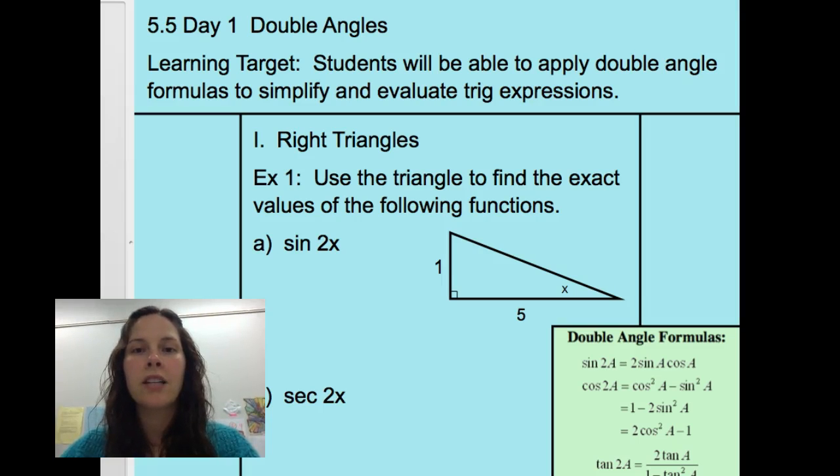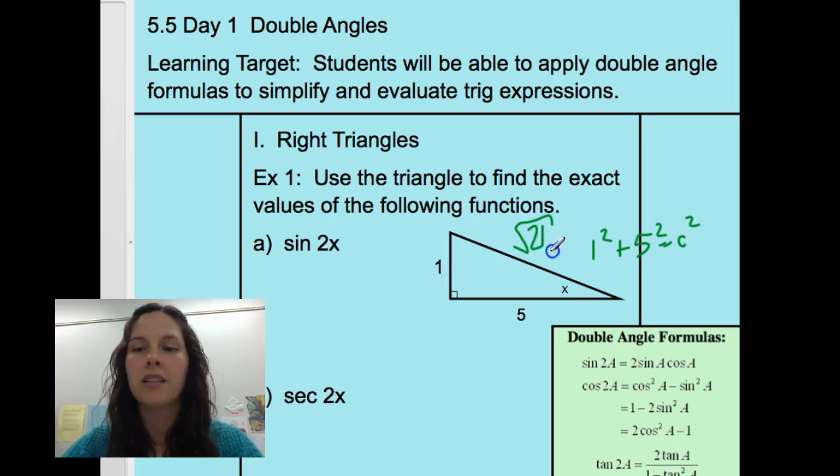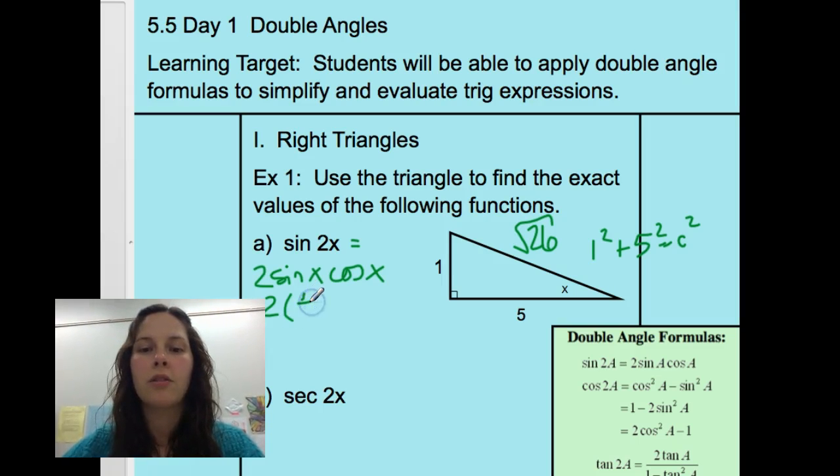So first example, we're given a triangle. In order to set up sine and cosine, of course, we need to know the hypotenuse. So real quickly with Pythagorean theorem, we have 1 squared plus 5 squared equals c squared. And when you solve that, you get the square root of 26 for c. Setting up our double angle formula, sine of 2x equals 2 times the sine of x times the cosine of x. So substituting in those values, sine of x is 1 over the square root of 26.